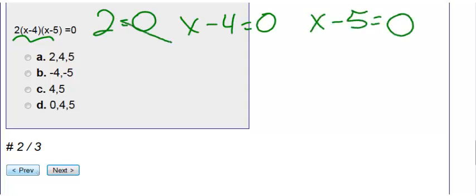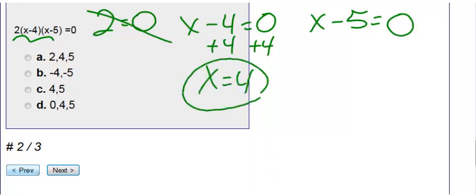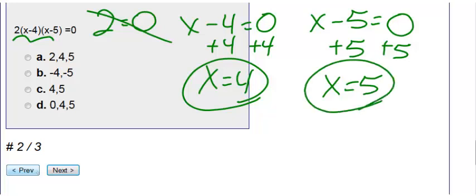2 equals 0, that doesn't make sense. We don't need that. Okay, x minus 4, we add 4 to both sides. Therefore, I get x equals a positive 4. Here, we need to solve x minus 5, so I need to add 5 to both sides. Therefore, I get x equals 5. So my two answers are 4 and 5, which is choice C.